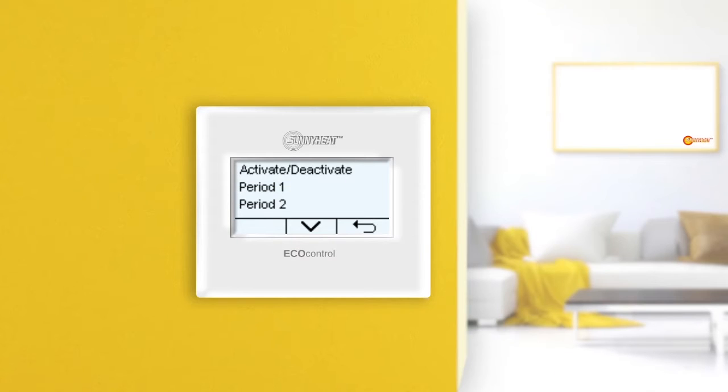What is the Activate, Deactivate menu? In the Activate, Deactivate menu, the switch off bypass is activated or deactivated. The switch off bypass is only active if it has been activated here. The switch off bypass can be activated with a tap on Activate and deactivated with a tap on Deactivate. The selected value is marked with a tick. Pressing the back button once takes you back to the previous menu.